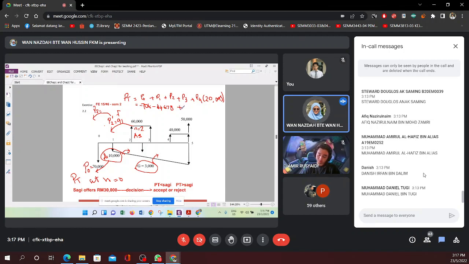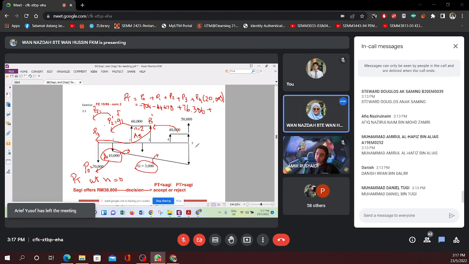So for P3, this P2 is positive because the arrow is pointing upward. For P2, my answer is 76,386. All right. So for P3, you can use the same method as P2. You need to determine P3 prime at n equals to 0. Then, if you want to determine P3 at n equals to 0, you must regard this P3 prime as your F. Okay? Very good. Can you determine the value for P3, then we calculate the total value.